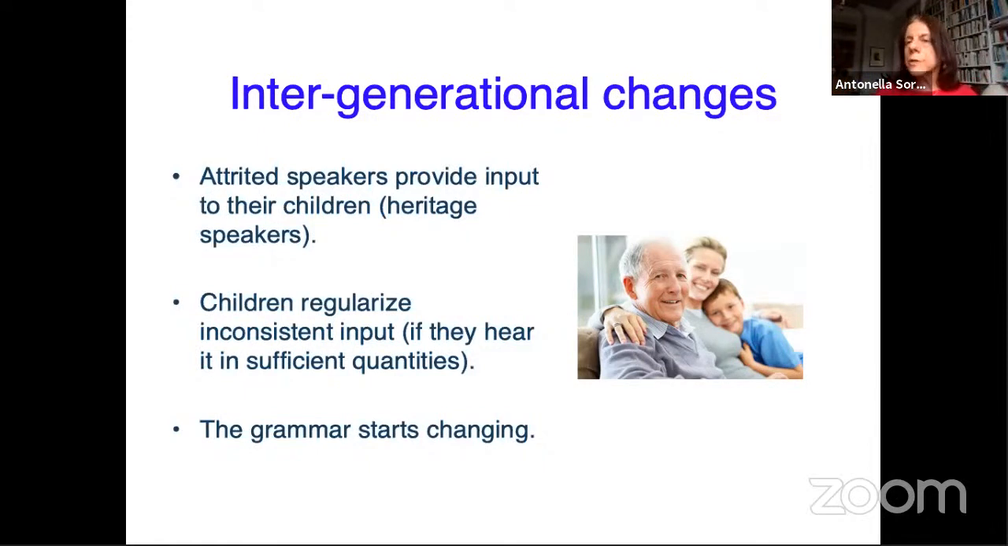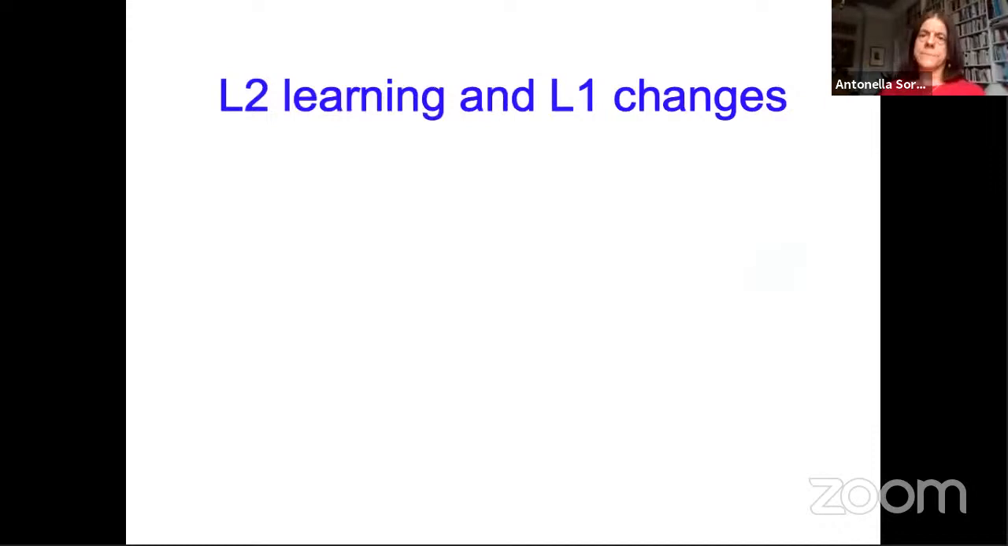speakers? At that point, we know that children regularize inconsistent input if they hear enough of it. And at that point, the grammar starts changing. That is one of the reasons why languages change diachronically in the process of intergenerational transmission. I'm not talking about this today. I'm just talking about what happens in first generation speakers who have completely acquired their native language and then they move to another language community.